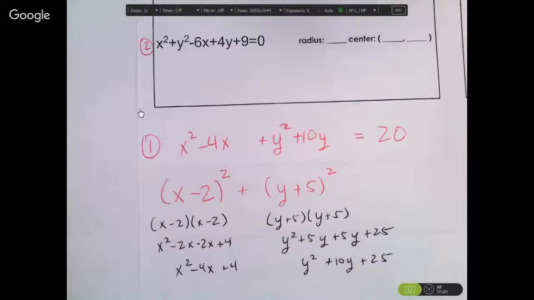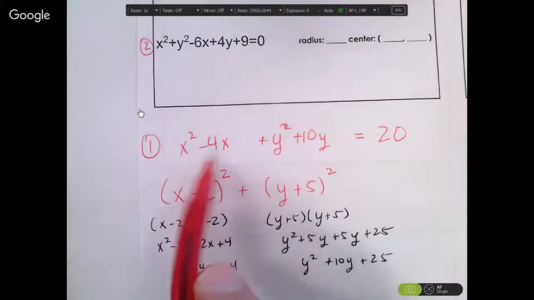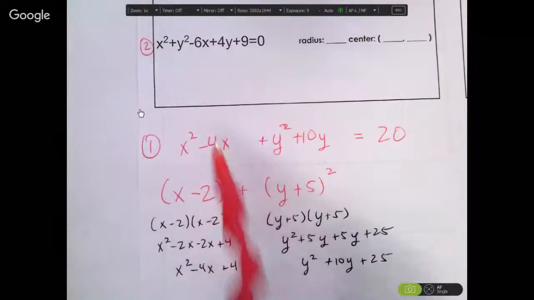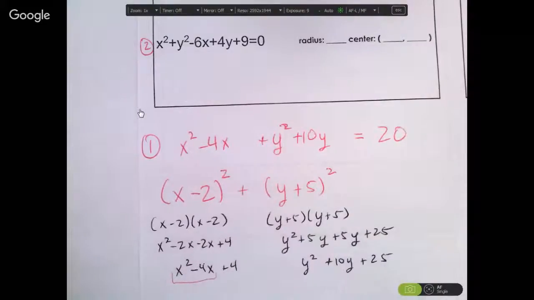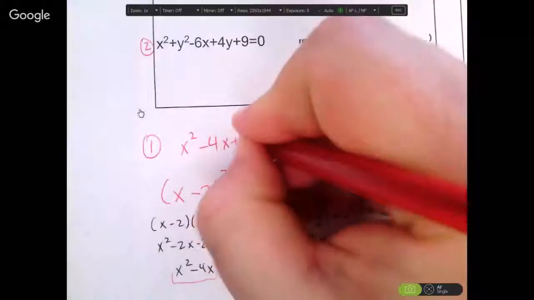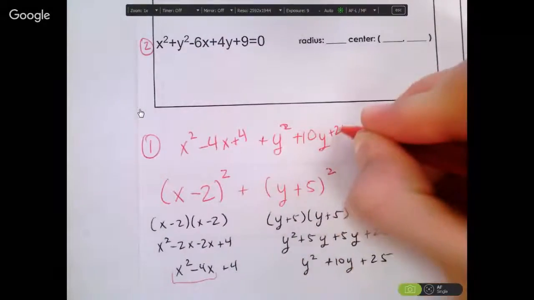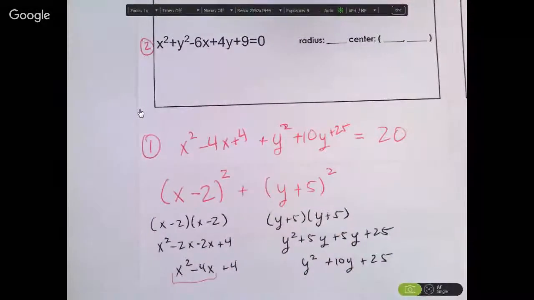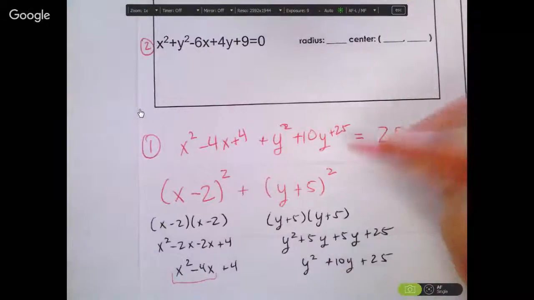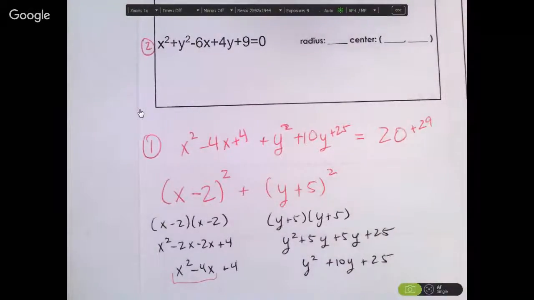I wrote this in a different color because this is just to help me realize that this here is the same as this right here. So I have to sneak in a what up above? I can sneak in a +4 there. I'm going to sneak in a +25 there, which means on the other side I need to sneak in those together, and a lot of people are saying 29 because they're just adding them for me.